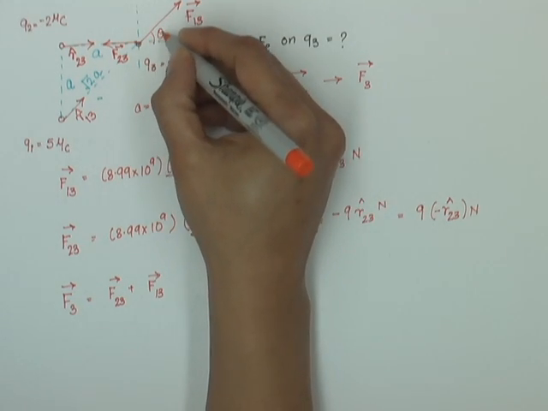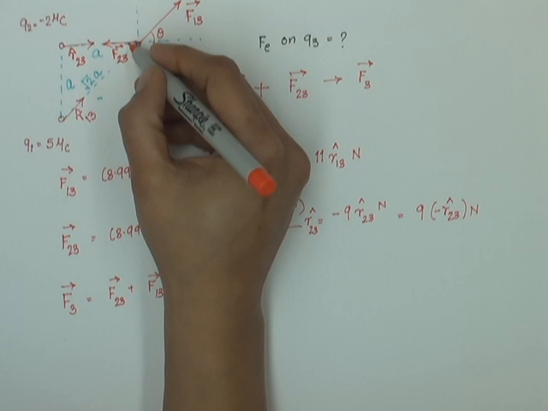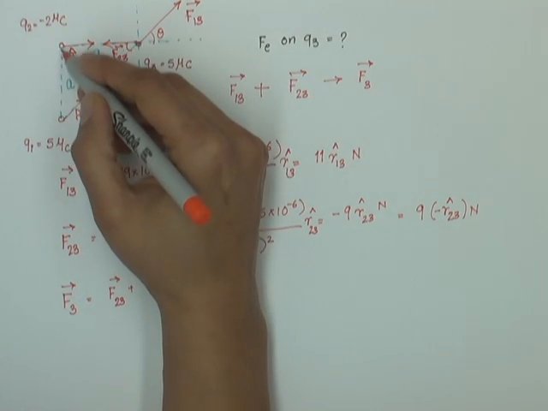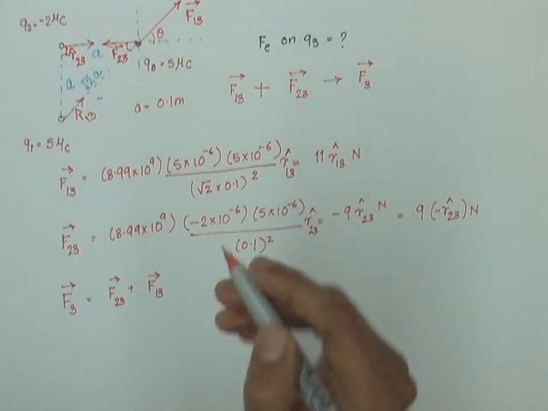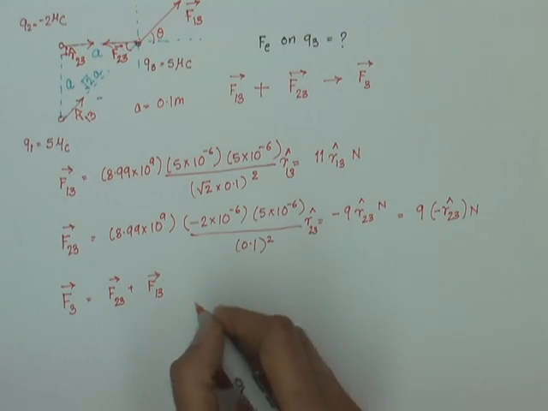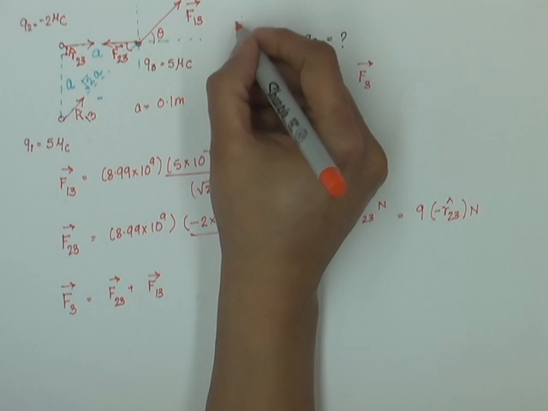Let me see what my angle theta is. My theta is this theta, and since this side is A, this side is A, it is a right angle triangle. I can say my theta is 45 degrees.